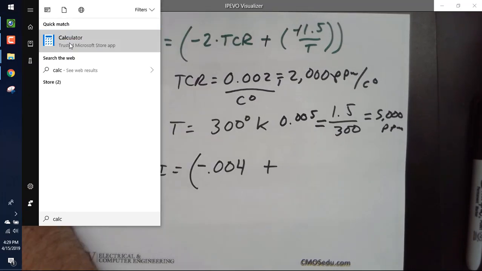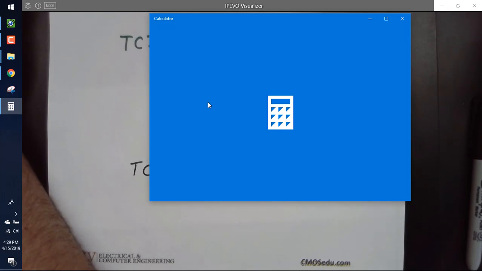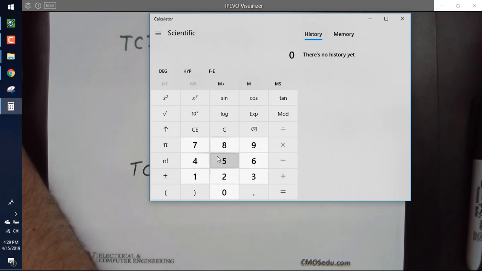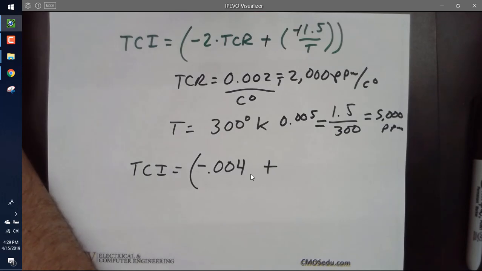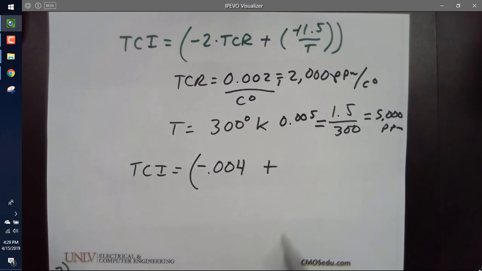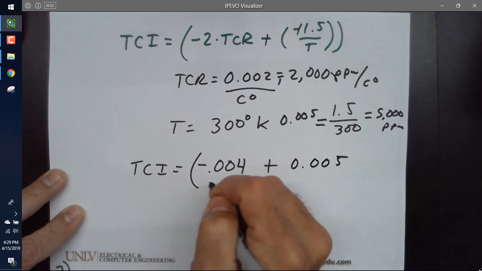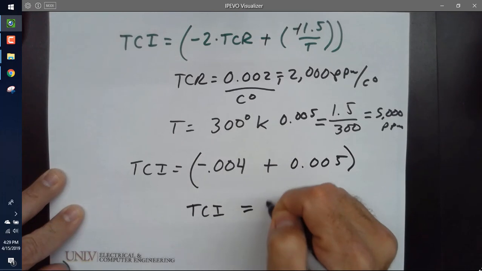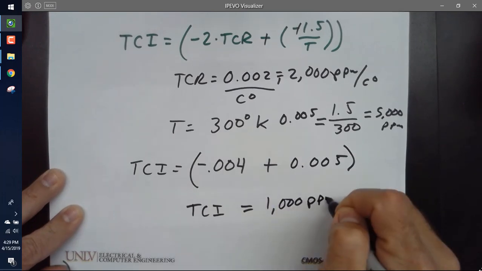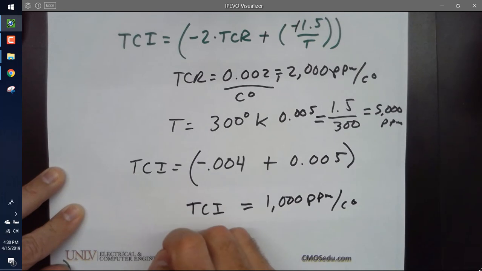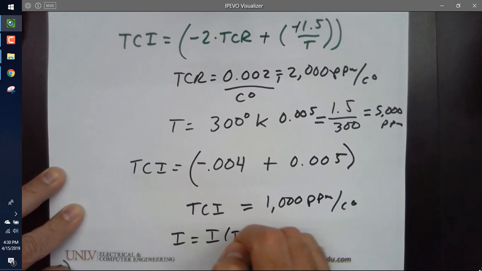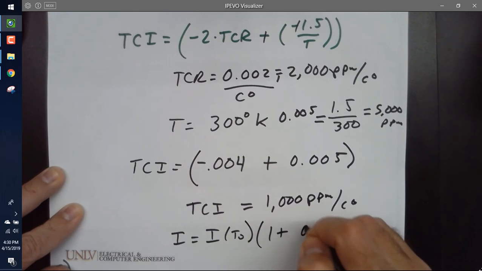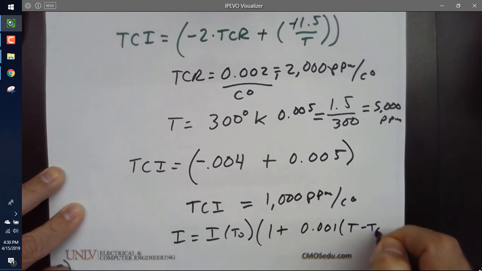Calculator. And it's Microsoft, so it's slow. And that's 1.5 divided by 300 equals, yay. All right, it's 5,000 or 0.005. And so the temperature coefficient is equal to 1,000 parts per million per degree C, or the current will be I of T0 times 1 plus 0.001 times T minus T naught.